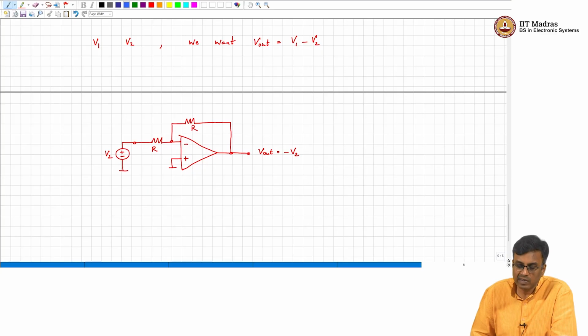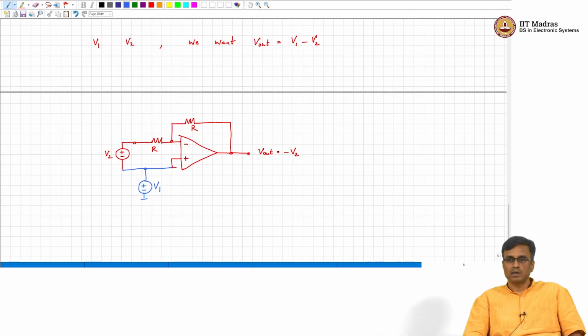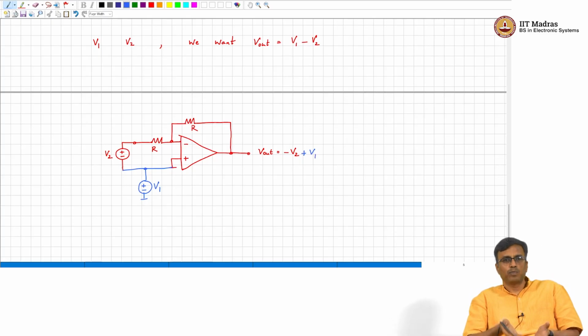so where all do we see the ground? So, if you did this, this will give you V1 minus V2. Does it make sense, folks? If you take the ground node and push the ground up by some voltage V1, then the output voltage will also go up by V1. Does it make sense?